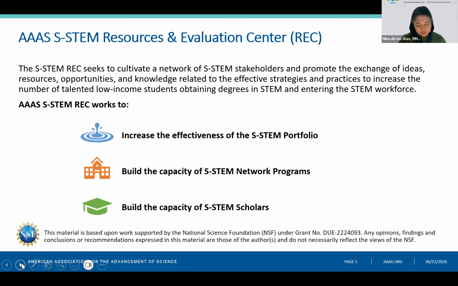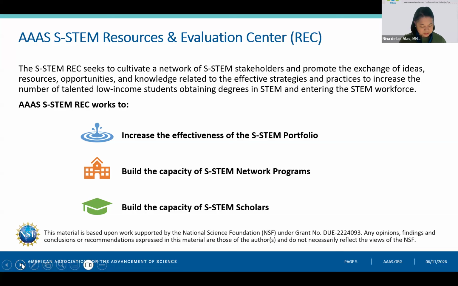Although the S-STEM Rec is managed by AAAS, the full team consists of several partner organizations that you see here that work together to advance the Rec's goals. Today's webinar is being facilitated by us, M&A. M&A provides evaluation and research capacity building for the S-STEM community through the Rec.